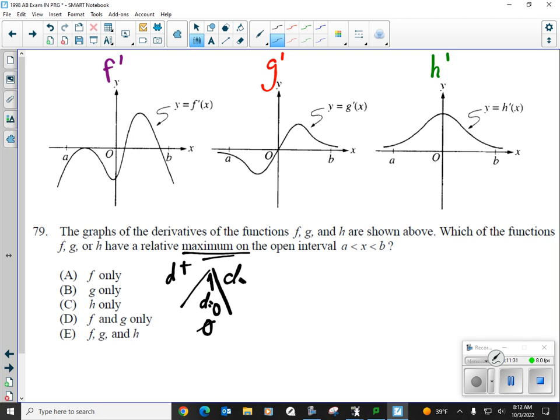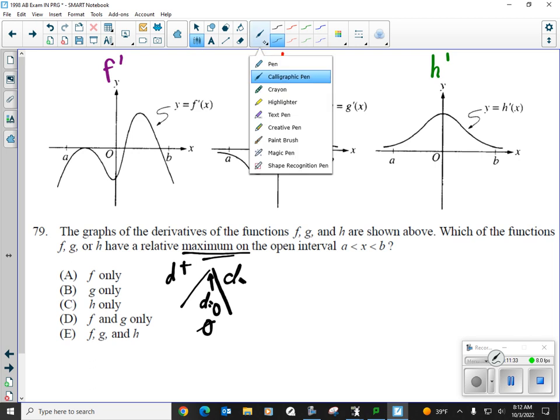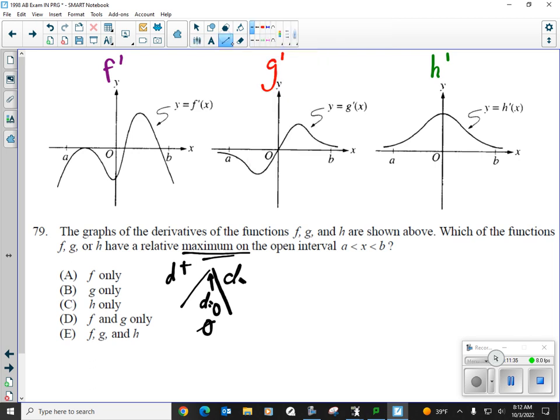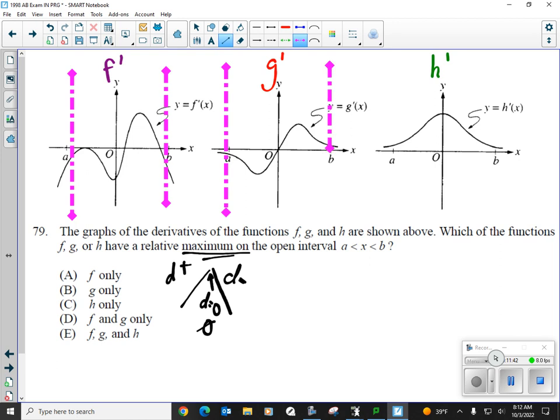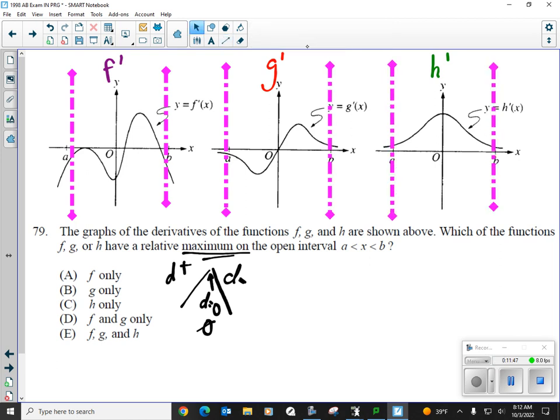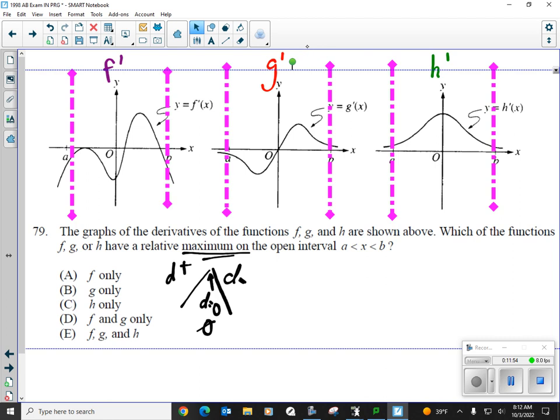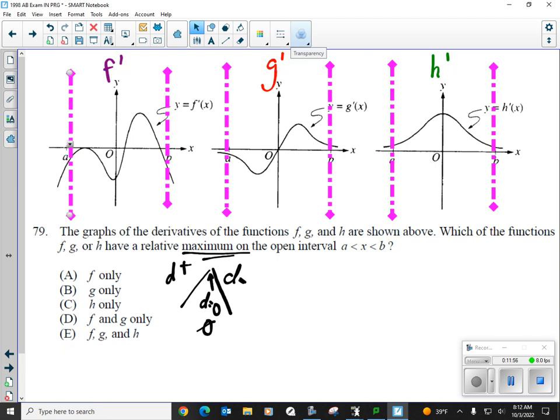Now, let's block all these off from A to B. Here's h. Here's B. There we go. Okay, from A to B. And these all represent the derivatives.